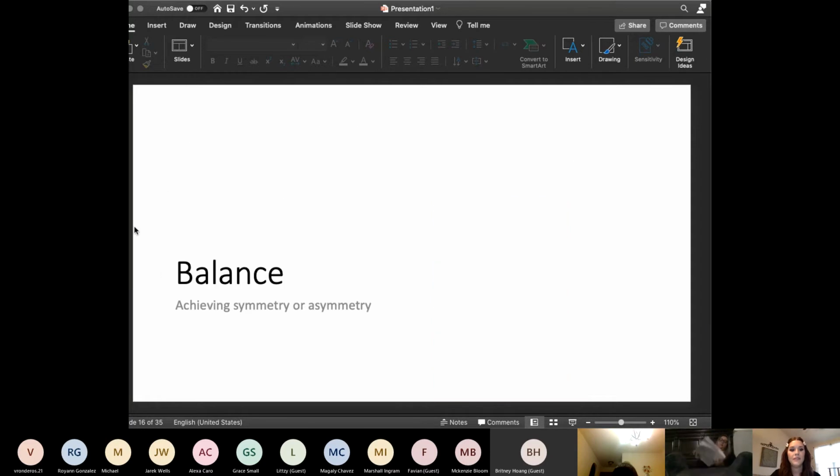Moving on from unity and variety to balance. Balance is either symmetry or asymmetry, if you remember those vocabulary words. We're going to first look at symmetrical balance, and then we'll get into the super technical one, asymmetrical balance.